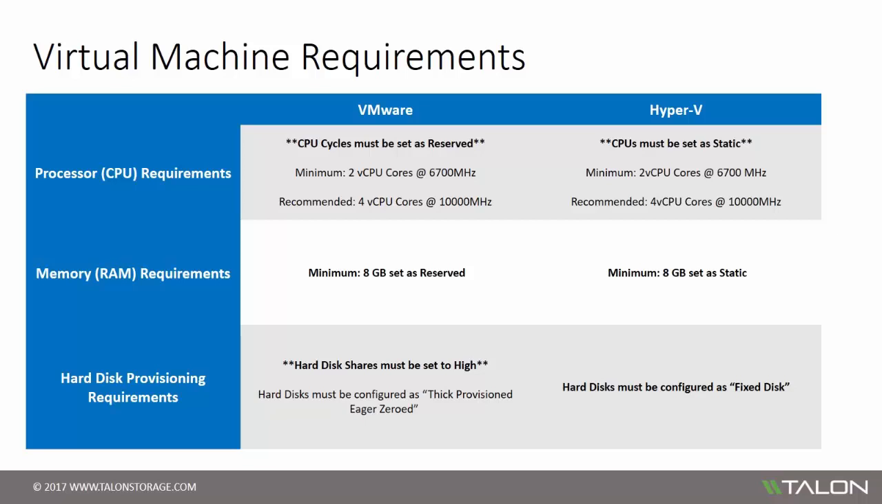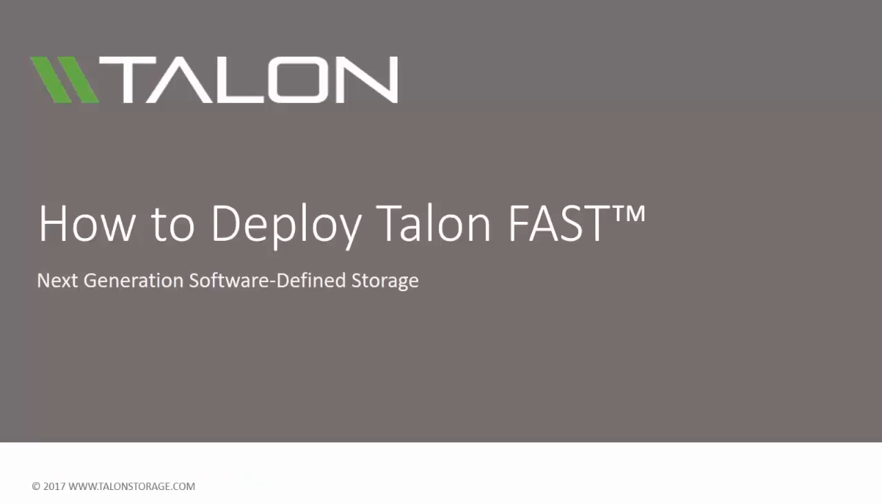Hard disk shares must be set to high in VMware environments, and disks must be configured as thick provisioned eager zeroed. For Hyper-V deployments, hard disk shares must be set to high, and the disks must be configured as fixed disks. Please check our website for the latest hardware, software, firewall and antivirus requirements, and documentation. You can find this information by registering for our support portal at talonstorage.com/support.